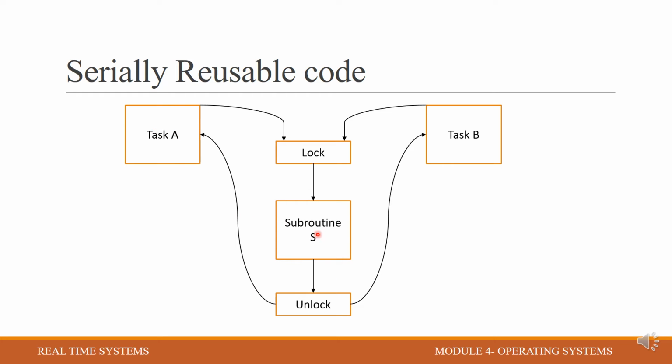If task A has to use the subroutine, first it locks it. This locking mechanism has been introduced. So it locks the subroutine, completes its execution, and then unlocks it. After the usage of the subroutine, it unlocks. Until it unlocks, task B cannot access it. This is serially reusable code. It means reusing the subroutine S code one after the other.